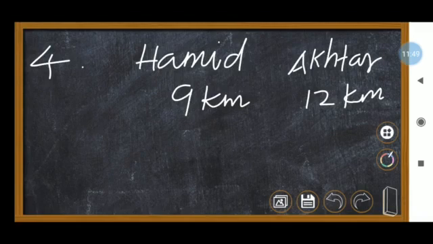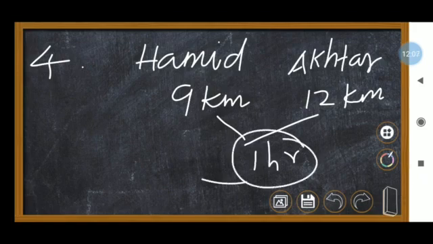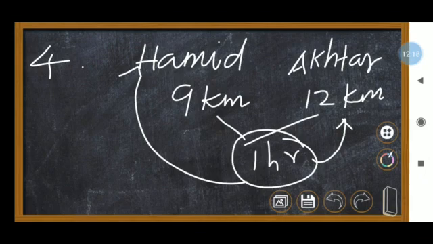Okay students, in the problem they gave the distance traveled by Hamid and Akhtar in an hour, that means 1 hour. So in 1 hour they covered 9 km and 12 km respectively. Both covered it in 1 hour, so in 1 hour Hamid covered 9 km and Akhtar covered 12 km. Now, what is the ratio of the speed? They didn't ask for the distance ratio, they asked for the speed of Hamid and the speed of Akhtar.